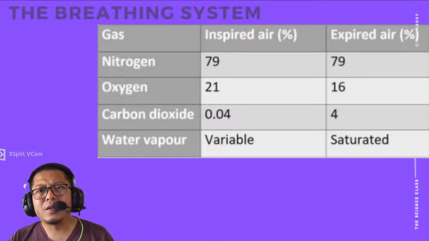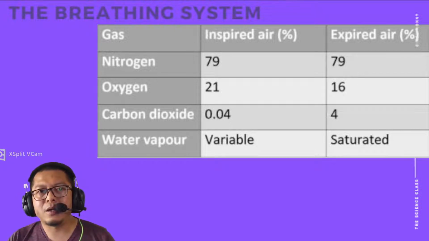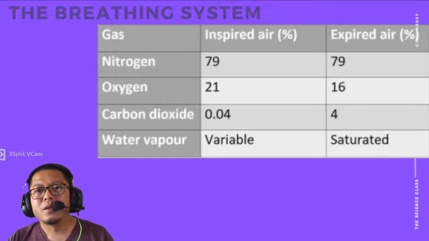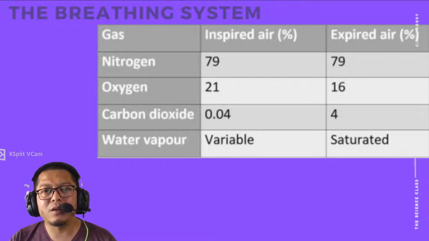Now, this is only for your basic general knowledge. An experiment done by other people around the world proved that we breathe in 21% oxygen, and when we breathe out, only 16% of the oxygen is left. But for carbon dioxide, when we breathe in, it is 0.04%, only a little, but the air that we breathe out consists of 4% carbon dioxide, which is more.